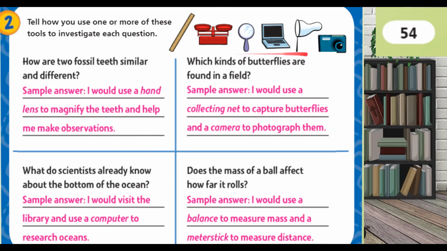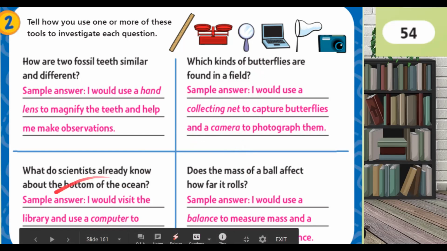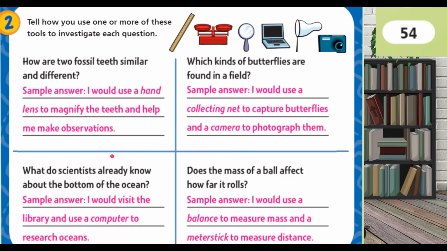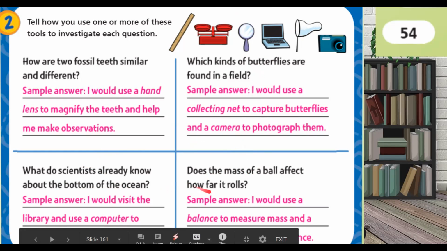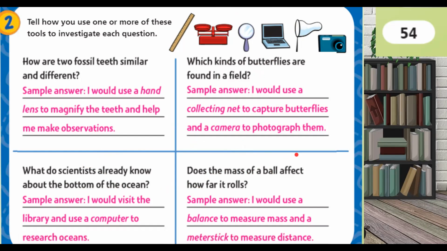Then next, the butterflies found in a field. A collecting net to capture butterflies and a camera to photograph them. So you are going to use two tools here. If I want to know what scientists already know, I would visit a library and use a computer to research oceans. Does the mass of a ball affect how far it rolls? I would use a balance to measure the mass and a metric ruler to measure the distance. Yes, Tala.